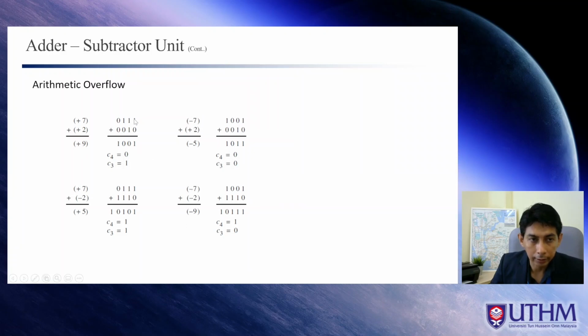When you add 7 plus 2, you have this, and look at the sign here. This is negative. All right, so positive plus positive, the result must be positive, right? But you have a negative number here, so this is wrong, and this wrong is called overflow. Okay, look at another example.